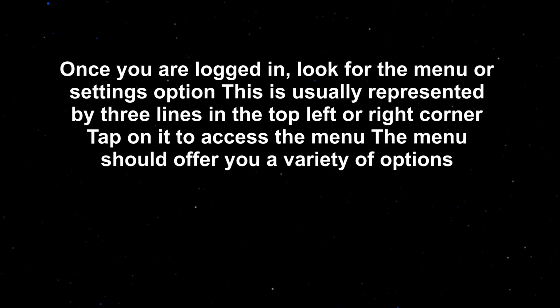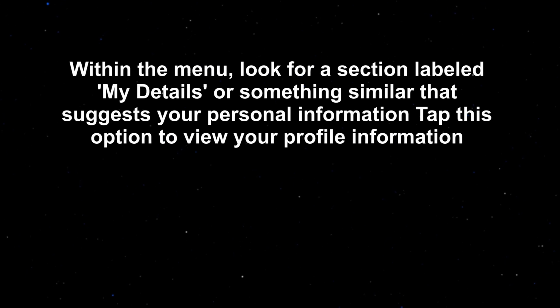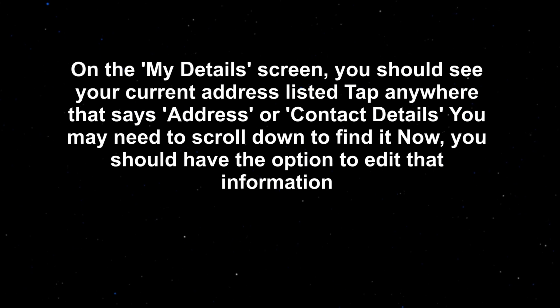The menu should offer you a variety of options. Within the menu, look for a section labeled My Details or something similar that suggests your personal information. Tap this option to view your profile information. On the My Details screen, you should see your current address listed. Tap anywhere that says address or contact details. You may need to scroll down to find it.